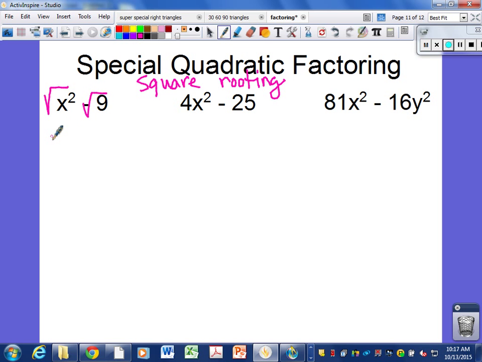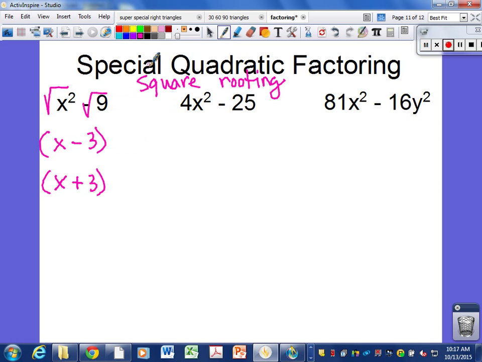So, what's the square root of 1? Well, just 1. The square root of 9 is 3. So one of your factors is x minus 3. The other factor is x plus 3. So when you have special quadratic factors, you always have a minus as one factor and a plus as the other. Okay?